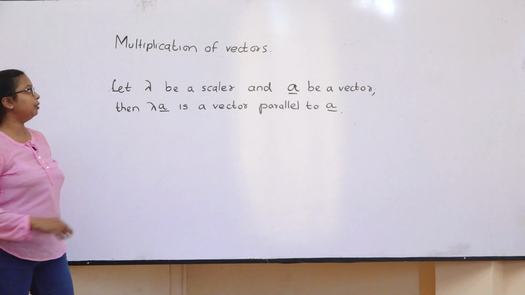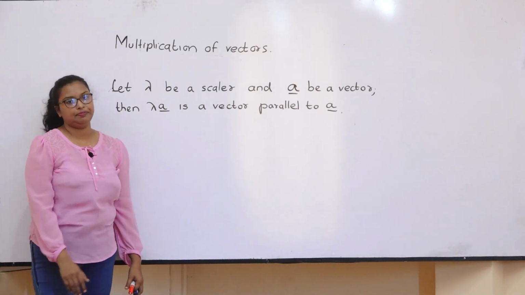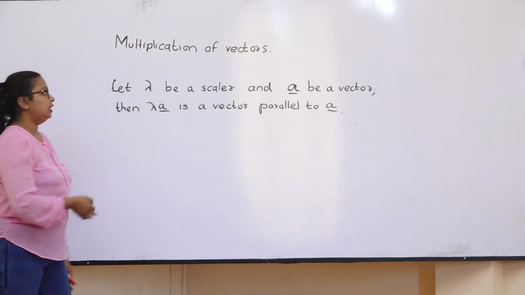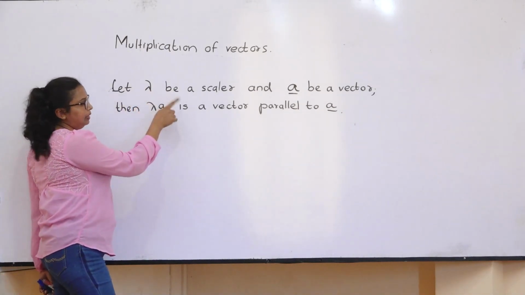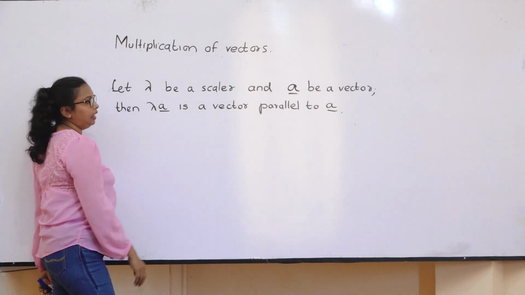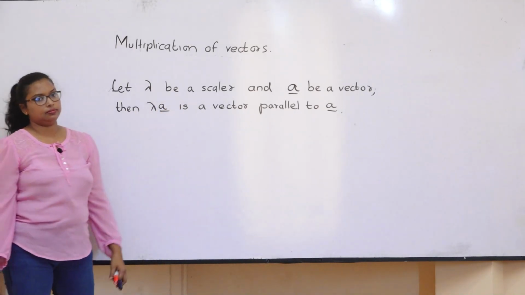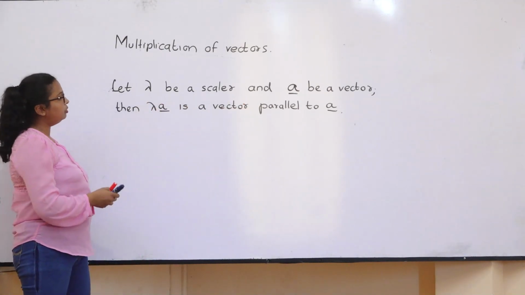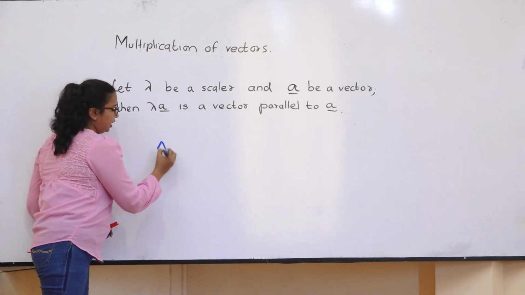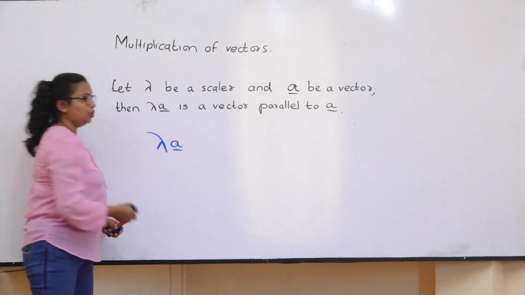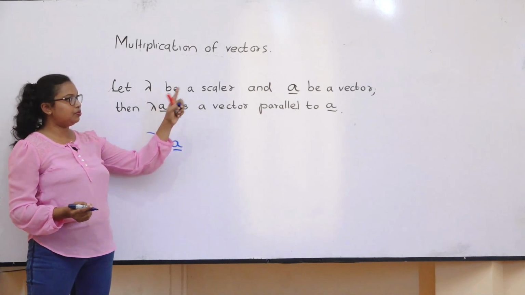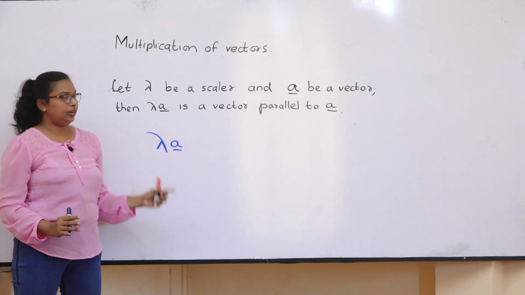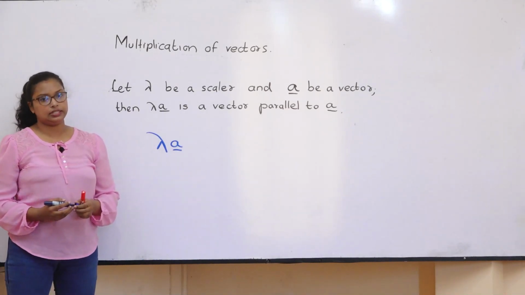Okay, now we are going to talk about multiplication of vectors. Actually, multiplication of a vector by a scalar, right? Let lambda be a scalar and A be a vector. So, lambda times A, that means lambda A, is also a vector. Once you multiply a scalar and a vector, the result will be a vector, right? So, lambda times A is a vector.